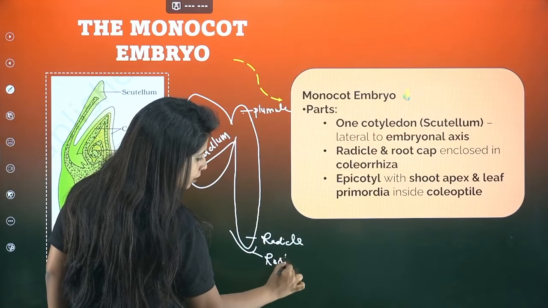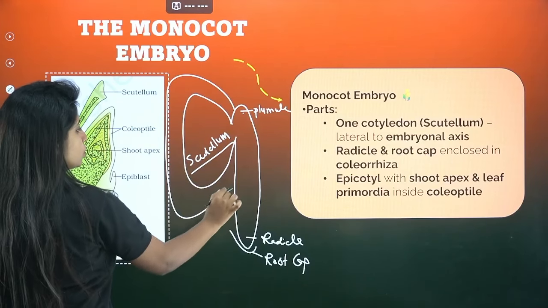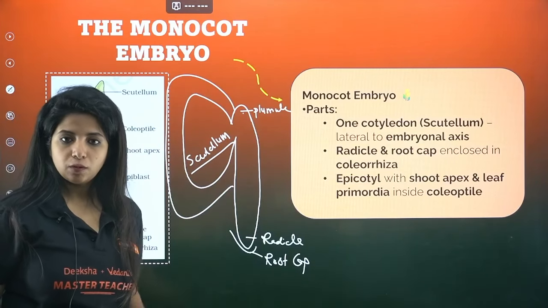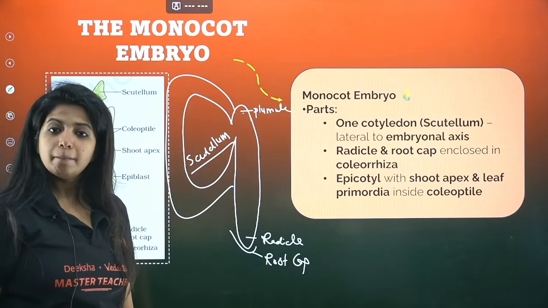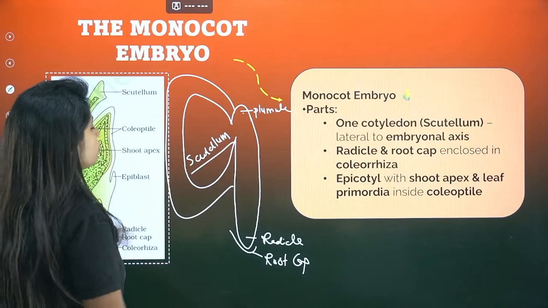Root cap. Ma'am, you said endosperm is also there? Yes. A little amount of endosperm will also persist, so I make it like this. One cotyledon, a little amount of endosperm. Ma'am, is this the same? Apart from this, is there no other difference? There is a difference, so listen to me.